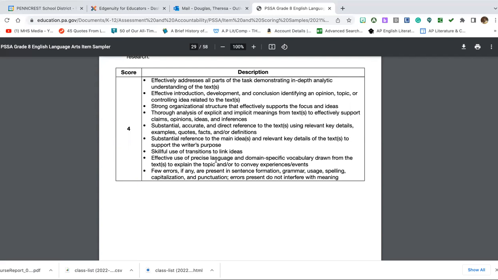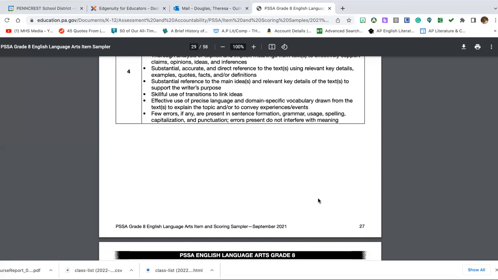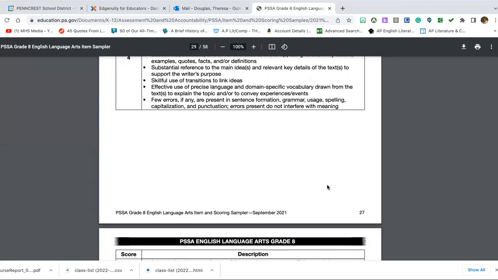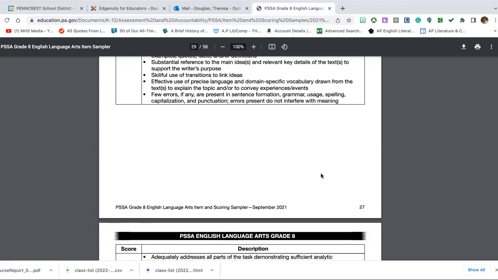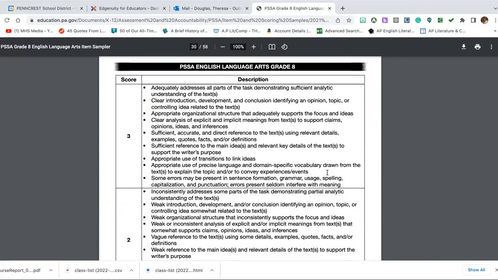There should be skillful use of transitions to link ideas. There should even be effective use of precise language and domain-specific vocabulary drawn from the text to help explain the topic and to convey experiences and events, and there shouldn't be very many errors, if any. And if they're present, maybe in sentence formation, grammar usage, spelling, capitalization, and punctuation, what's important about any mistake you might have in the writing is that the errors do not interfere with the meaning. Most of you would probably more likely score the 3.